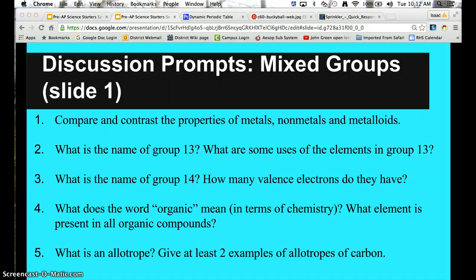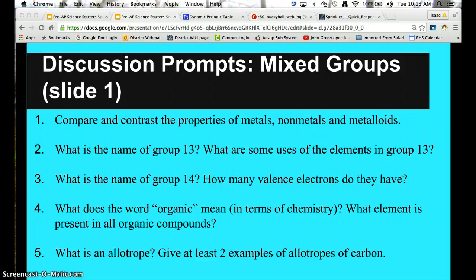Number 5, what is an allotrope? Give at least 2 examples of allotropes of carbon. An allotrope is essentially just a different molecular structure of the same element. Carbon, for example, has multiple allotropes, meaning that they're all made up of carbon, so they're all the same substance, but their molecular structure is different. The atoms are arranged in different ways. I'll show you an example of the buckyball here in just a second.